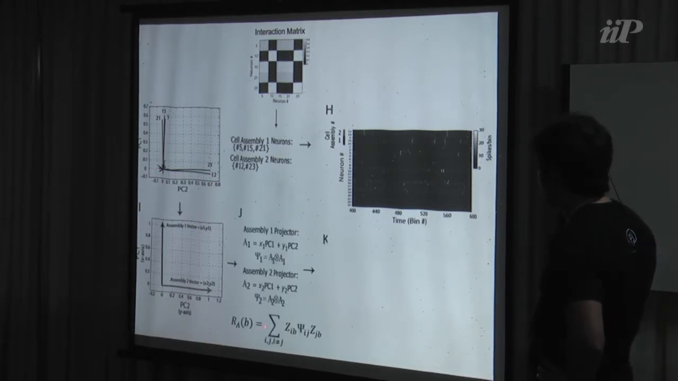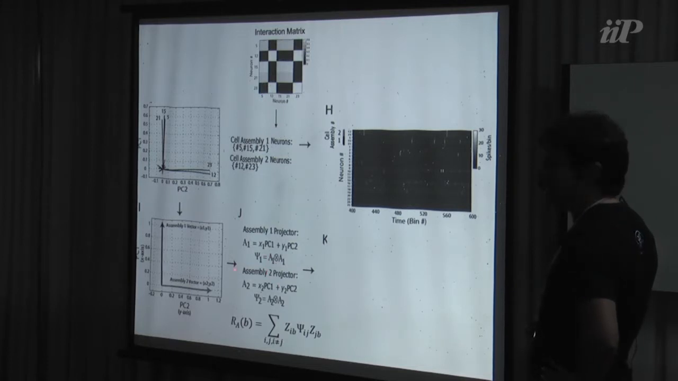And then we construct, in the same way Peyrache and Nicolelis were projecting stuff using principal components, now we are projecting stuff using a linear combination of principal components. And the weights of this linear combination are nothing else than the coordinates here of these assembly vectors.